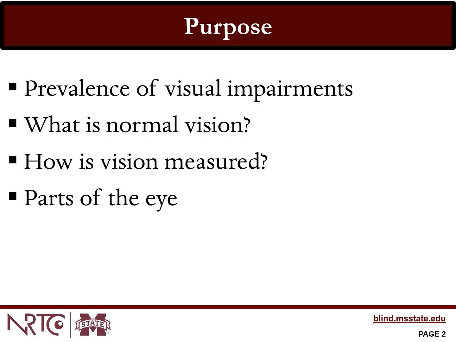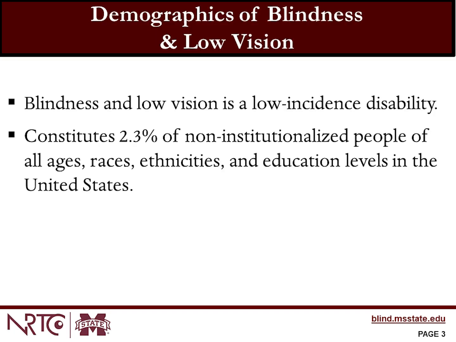In Part 1, you will discover how prevalent visual impairments are, what is considered normal vision, how vision is measured, and the parts of the eye. Visual impairment, including blindness and low vision, is a low-incidence disability. According to 2018 statistics from the American Community Survey, or ACS, an estimated 2.3% of non-institutionalized people of all races, ages, ethnicities, and education levels in the United States reported a visual disability.